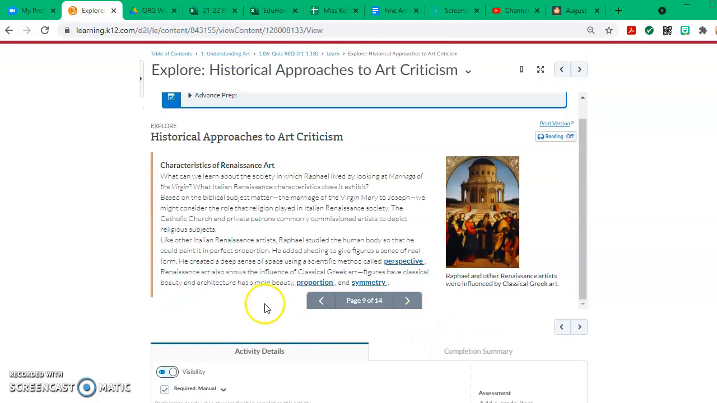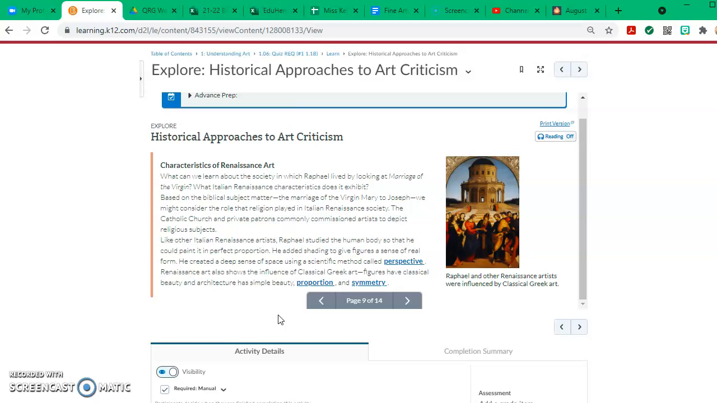Characteristics of Renaissance art. What can we learn about the society in which Raphael lived by looking at Marriage of the Virgin? What Italian Renaissance characteristics does it exhibit? Based on the biblical subject matter, the marriage of the Virgin Mary to Joseph, we might consider the role that religion played in Italian Renaissance society. The Catholic Church and private patrons commonly commissioned artists to depict religious subjects.